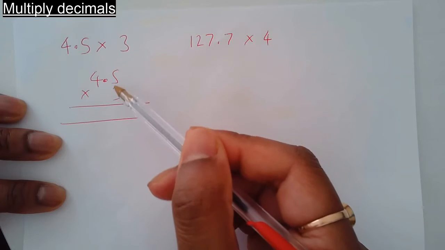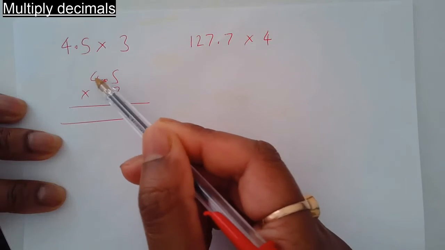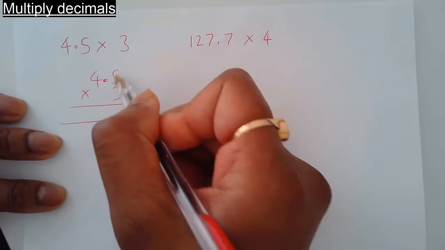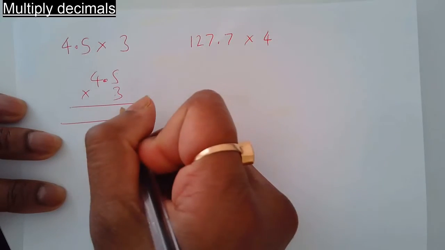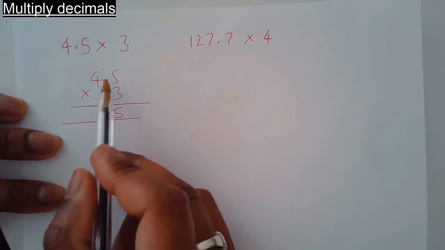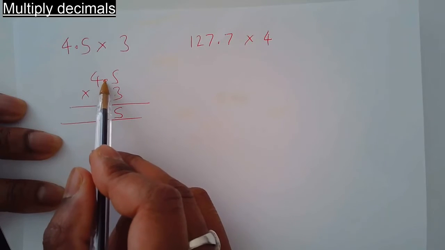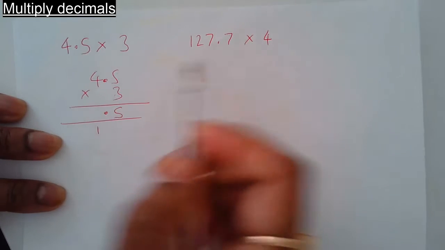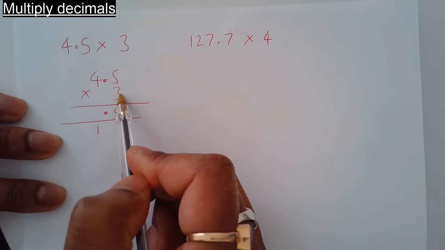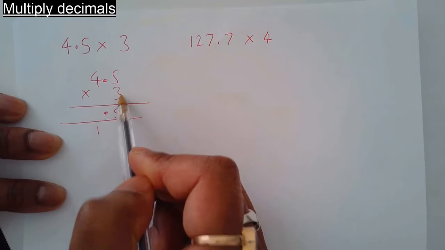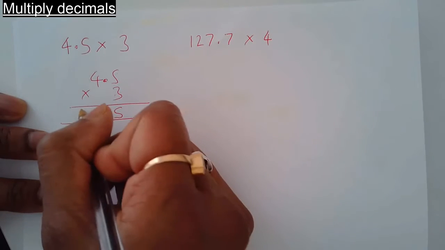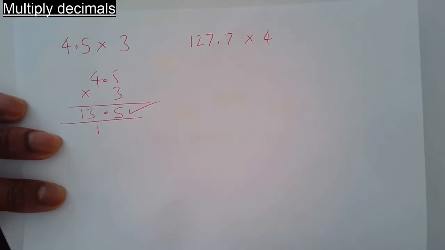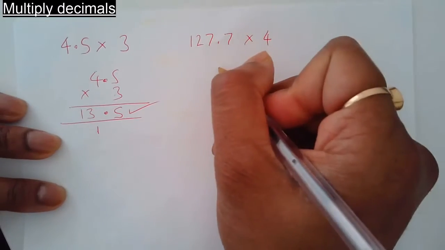The 5 will multiply by the 3, and then the 4 will multiply by the 3. Right, here we go. 5 times 3, 15. Carry the 1. Right, next. It's a decimal point. Next. 4 times 3, 12. Add 1, 13. One answer. Next.